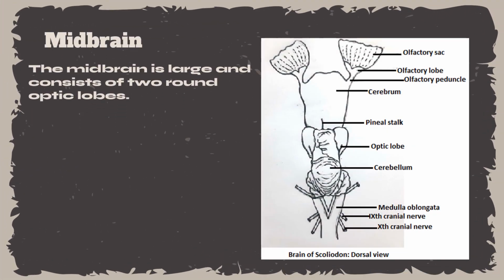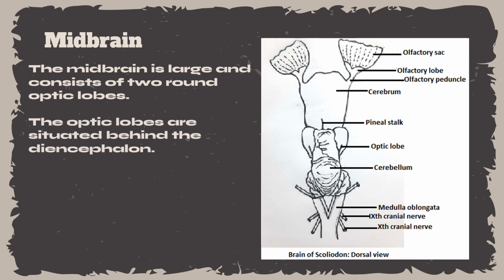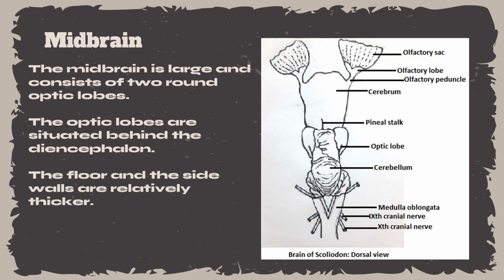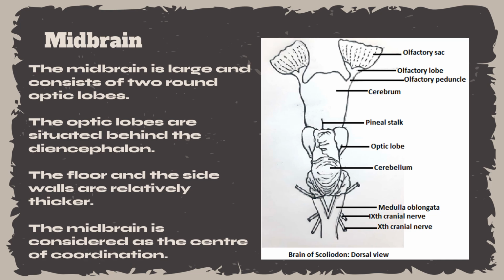The midbrain is large and consists of two round optic lobes. The optic lobes are situated behind the diencephalon. The floor and the side walls are relatively thicker. The midbrain is considered a center of coordination.